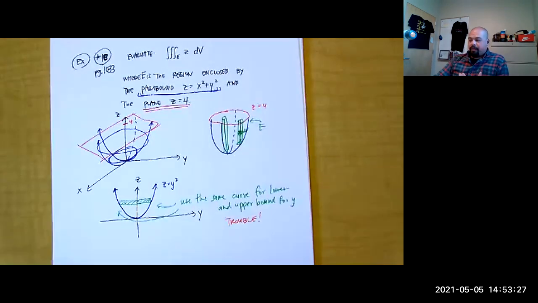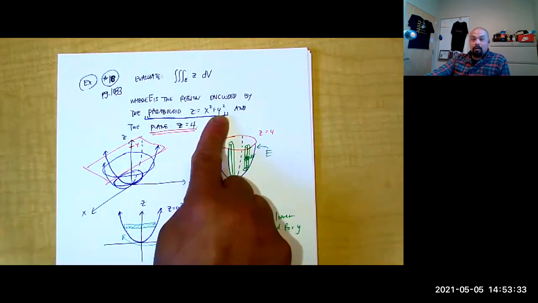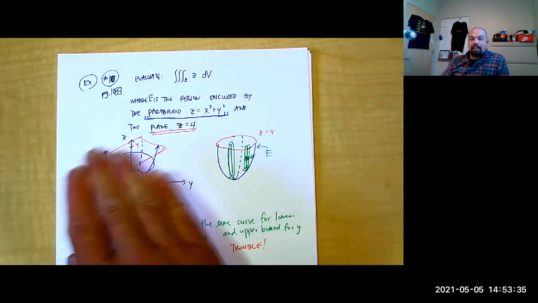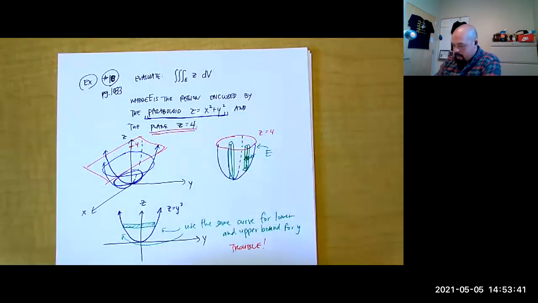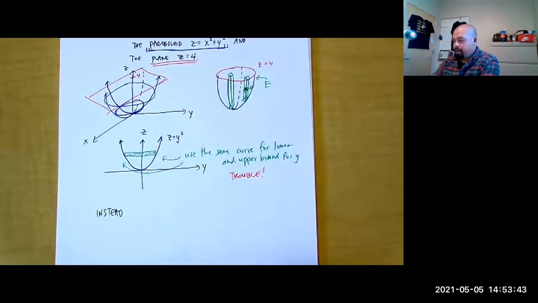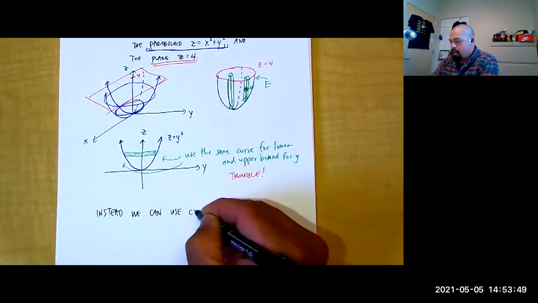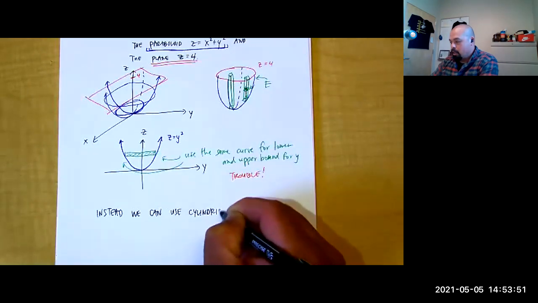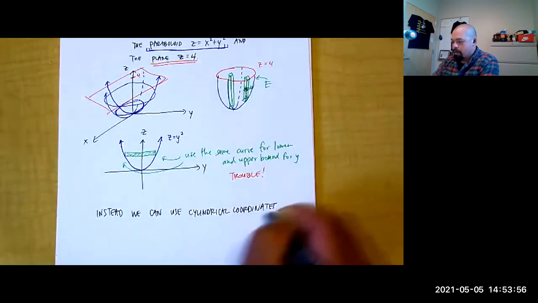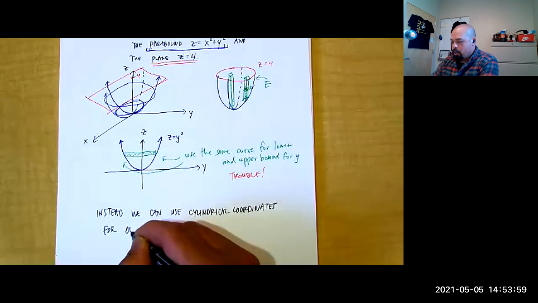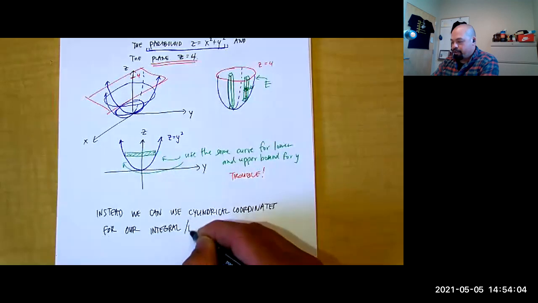So instead, looking at the fact that we have that circular x squared plus y squared, that looks like an equation for a circle, right? Each of those cross sections is a circle. Instead, this will be a prime opportunity where we can use cylindrical coordinates for our integral, for that region.